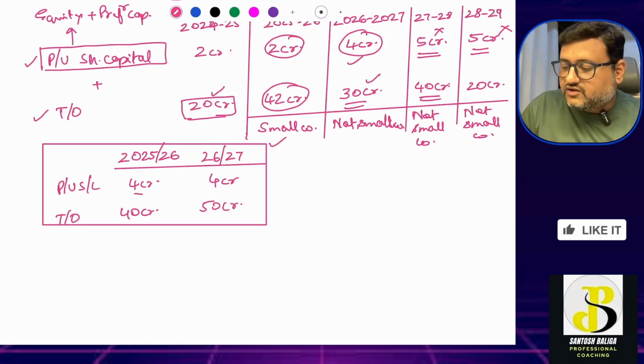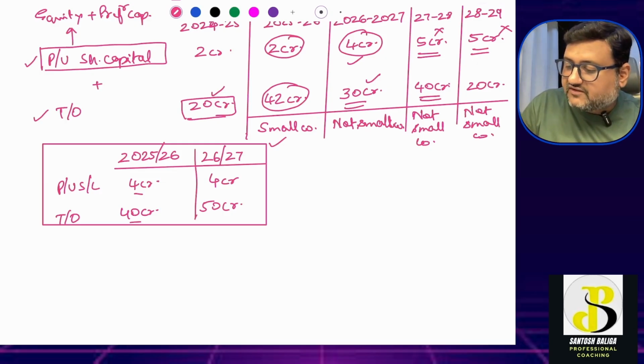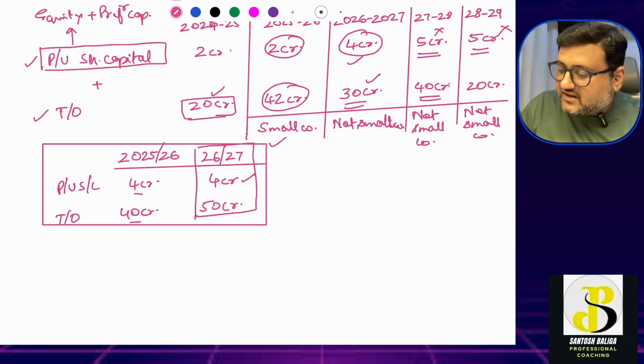Okay, now let me give you one more scenario where paid up share capital for 25-26 is 4 crores and turnover is 40 crores. Okay, but we have to check whether this company is a small company for the year 26-27. So the paid up share capital is 4 crores, that is met, and the previous year it is 40 crores.